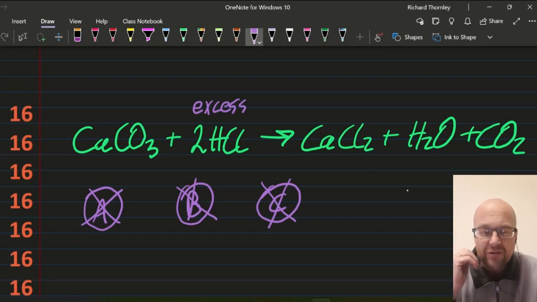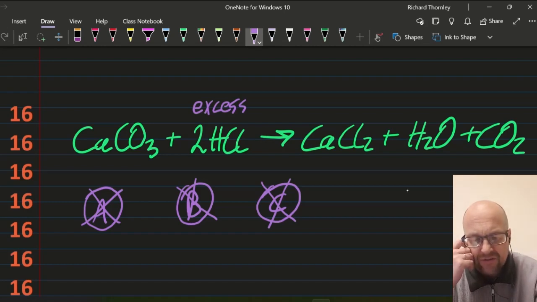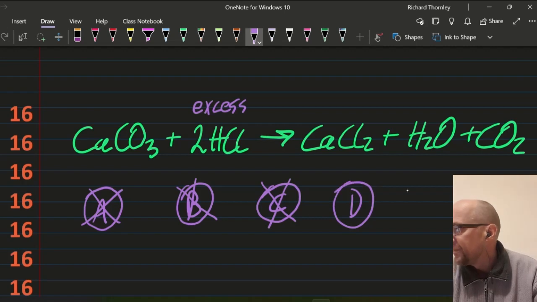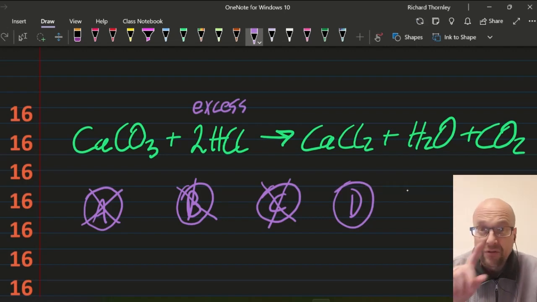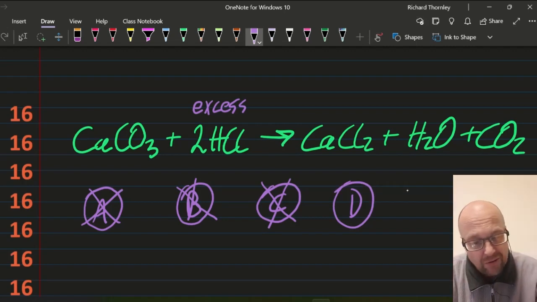So if I've got too much hydrochloric acid, let's say I've got like a litre of it, and that's way too much. If I put in 2 litres of it, it's still way too much. It's not going to make the reaction any faster. So the answer is D. I don't know if that's true in real life, but it's true in IB world, which is the world you and I live in.